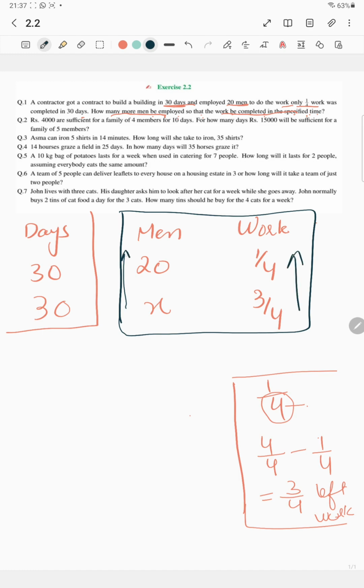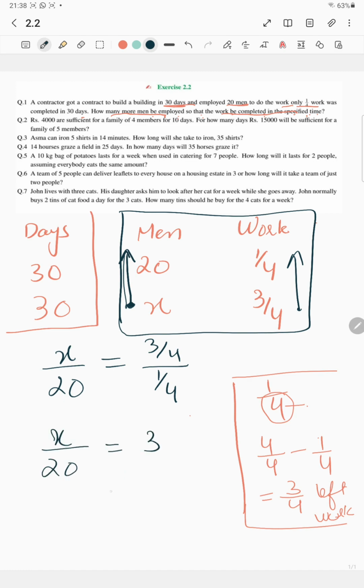The arrows are going to go like this. Arrows in the same direction mean this is a direct proportion. What is the meaning of direct proportion? If men increase, work will increase. If men decrease, work will decrease. Putting arrows like this means we start writing from the tip of the arrow, that is x/20, which is equal to, from the tip of the arrow, 3/4 by 1/4. So x/20 is equal to 3, and x is equal to 60.